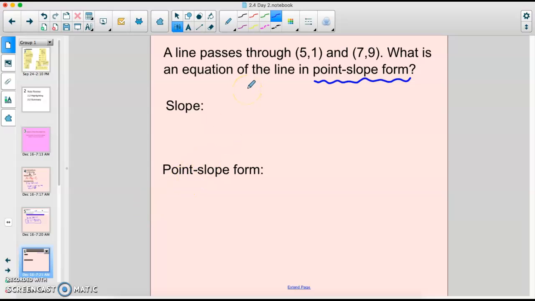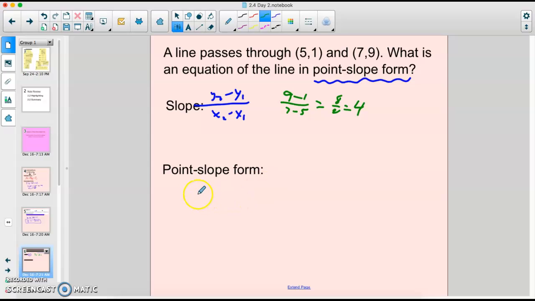Okay, a line passes through (5, 1) and (7, 9). What's the equation of the line in point slope form? Well, first we need to find our slope, right? Because we have points, but we don't have a slope. So remember that's y2 minus y1 over x2 minus x1. All right, so then we plug in our points, and we get, let's do 9 minus 1 over 7 minus 5. That'll get us 8 over 2, which is the same as 4. So our slope is 4.